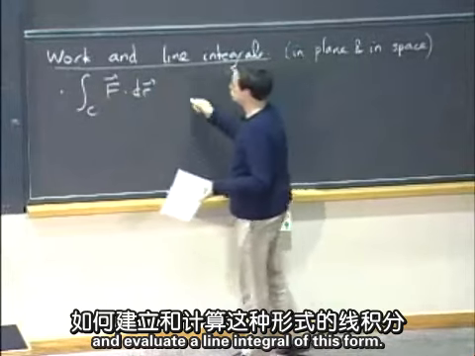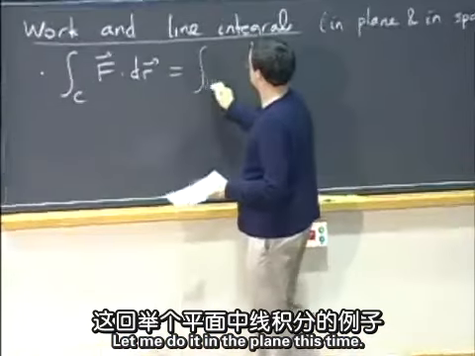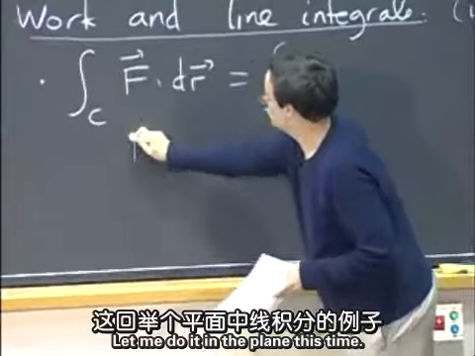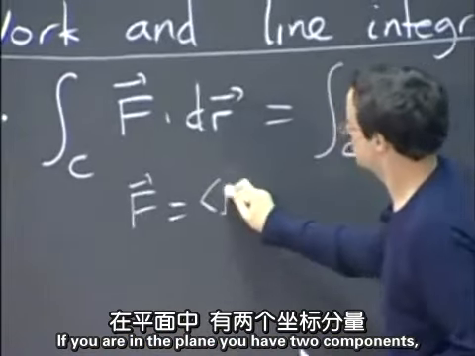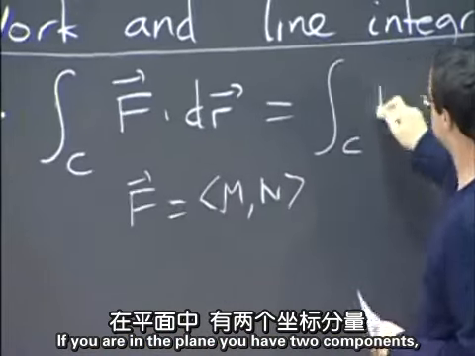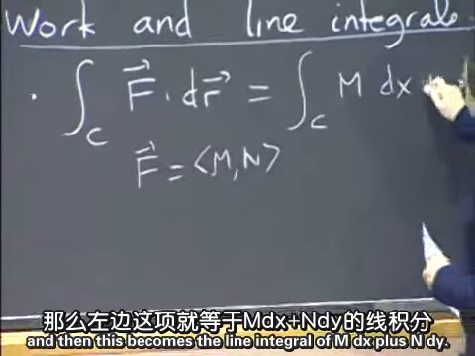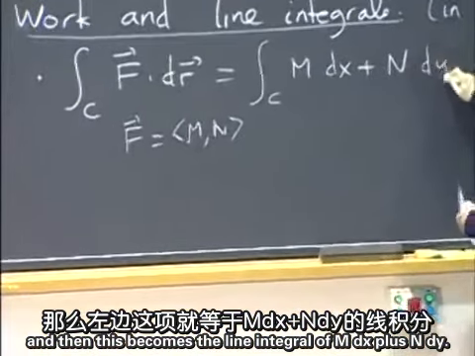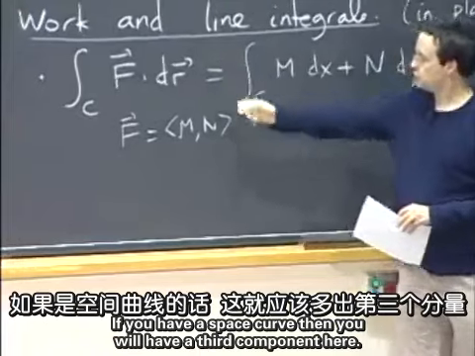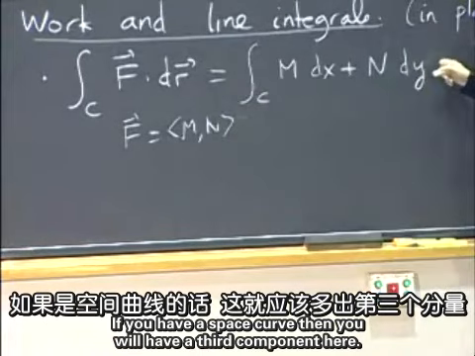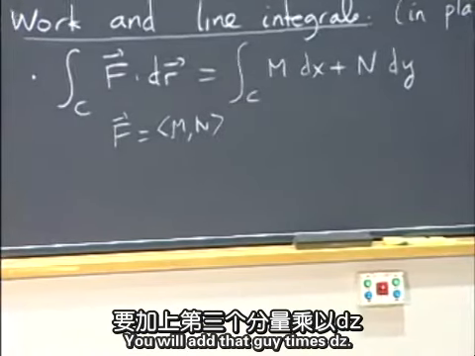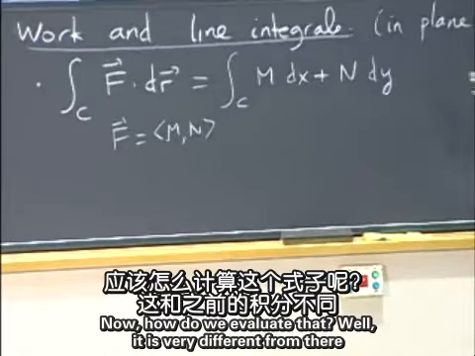Concretely what you do, if you're in space, well, let me do it in the plane this time. If you're in the plane, you have two components, and then this becomes the line integral of M dx plus N dy. If you have a space curve, then you will have a third component, and you will add that times dz. Okay. Now, how do we evaluate that?